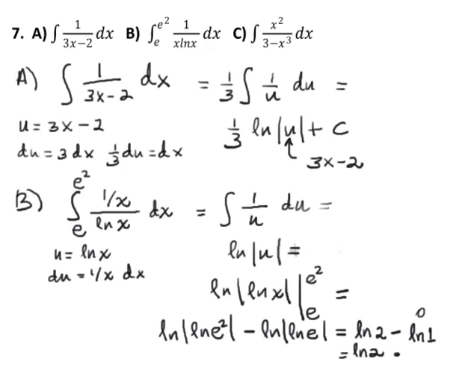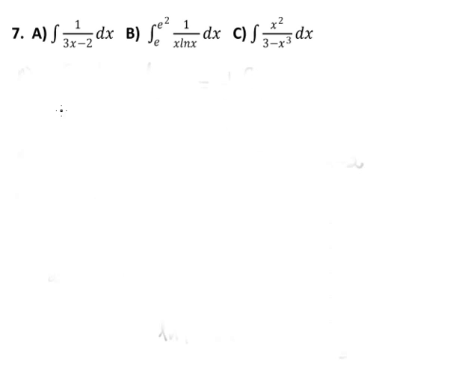All right, and we'll look at C. I'll go to another screen to look at C. Okay, we have a clean board now, so let me write down C. So this is the integral of x squared over 3 minus x cubed dx. And this is of the form derivative of the denominator is in the numerator. The derivative of the denominator is minus 3x squared, and here we have the x squared without the minus 3. Okay, so we can just divide by minus 3.